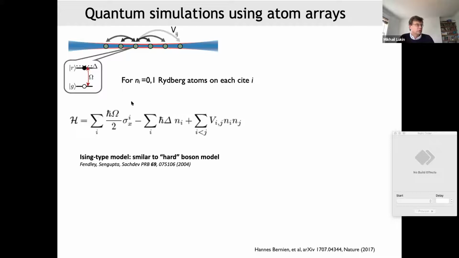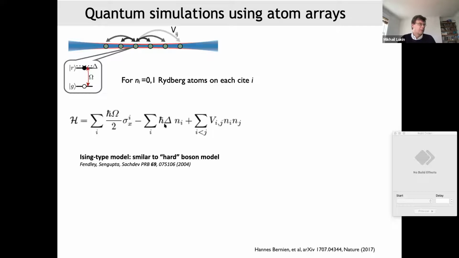In this Hamiltonian, there are several parts. This is a term proportional to the Rabi frequency of the lasers which excite the atoms. This is a detuning term, which looks like a chemical potential. And this is the interaction term.